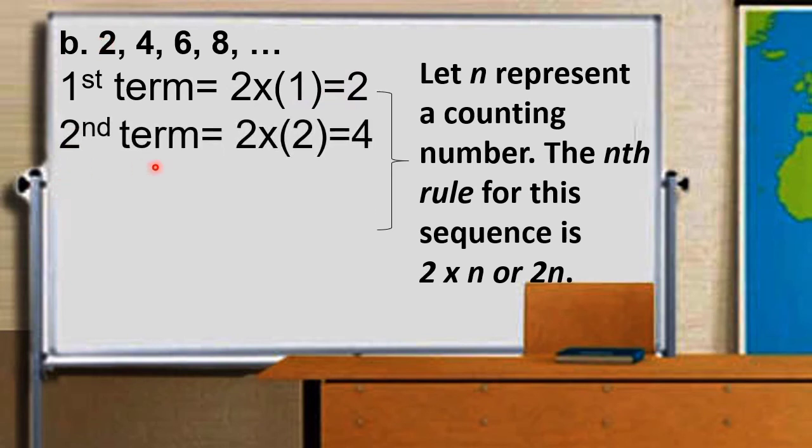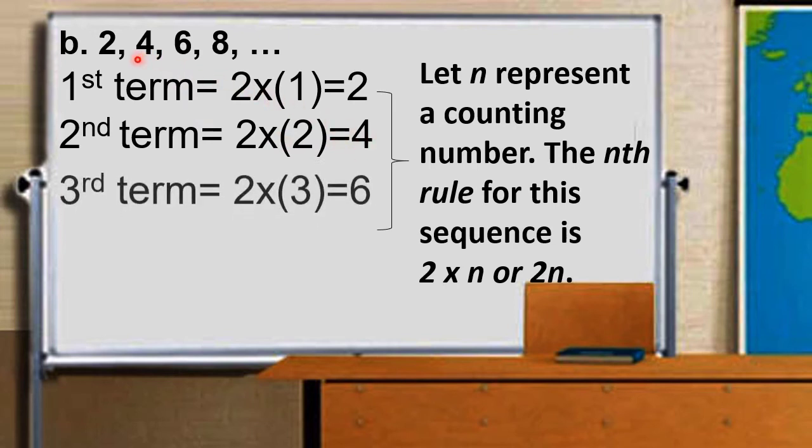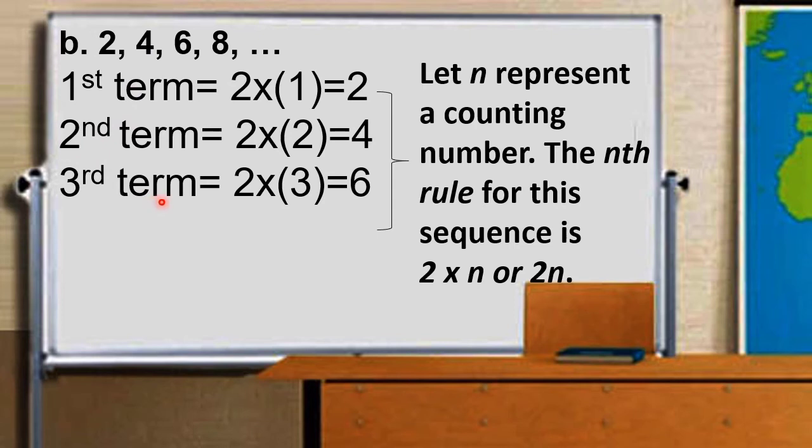Para sa ating second term, let's have our constant number, which is 2. So, 2 times equivalent ni n, 2, kasi nandito tayo sa second term. So, 2 times 2 is equal to 4. Correct? Next, let's have our third term para makuha natin si 6.